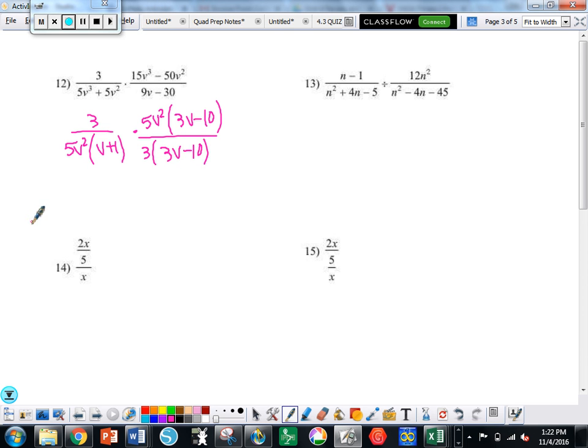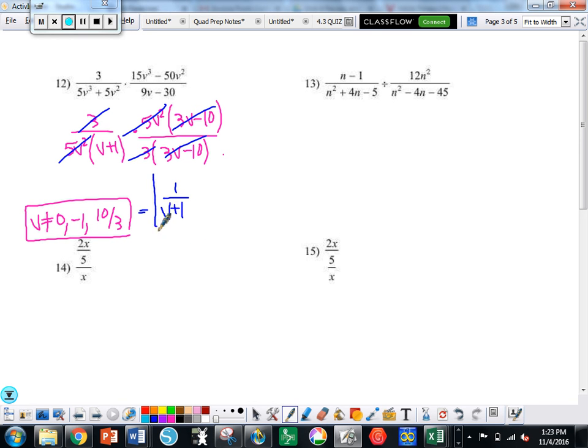So excluded values, b cannot be, from here, 0. From here, negative 1. And from here, I would add the 10, and then divide by 3, so 10 thirds. Time to cancel. Cancel, cancel, cancel. Almost everything is gone. Nothing is left on top, so we will put a 1, and then b plus 1.